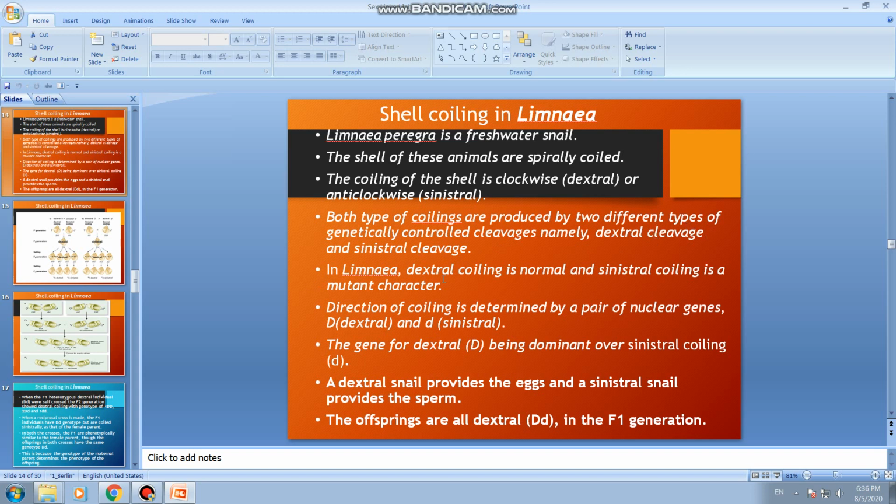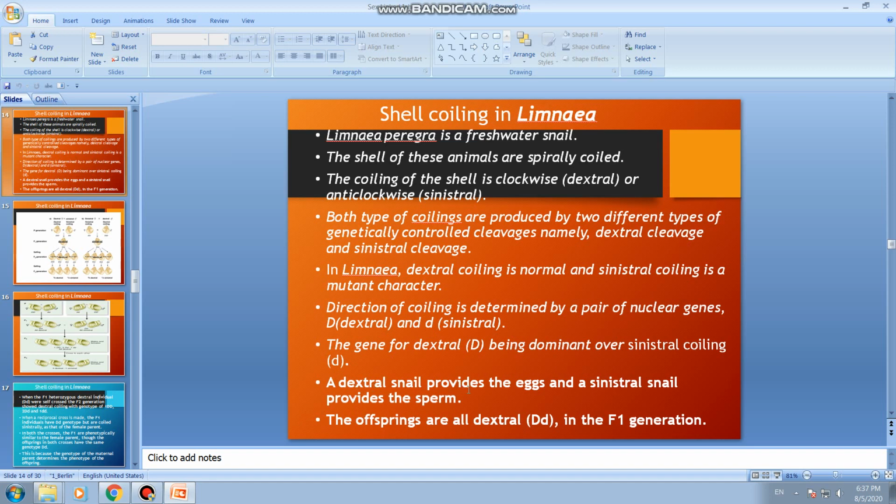So in Limnaea, dextral coiling is normal, and sinistral coiling is a mutant character. Dextral is a normal or dominant character, and sinistral coiling is a recessive or mutant character. The direction of coiling is determined by a pair of nuclear genes, that is, capital D that controls dextral coiling and small d that controls sinistral coiling. The gene for dextral is dominant over sinistral coiling.